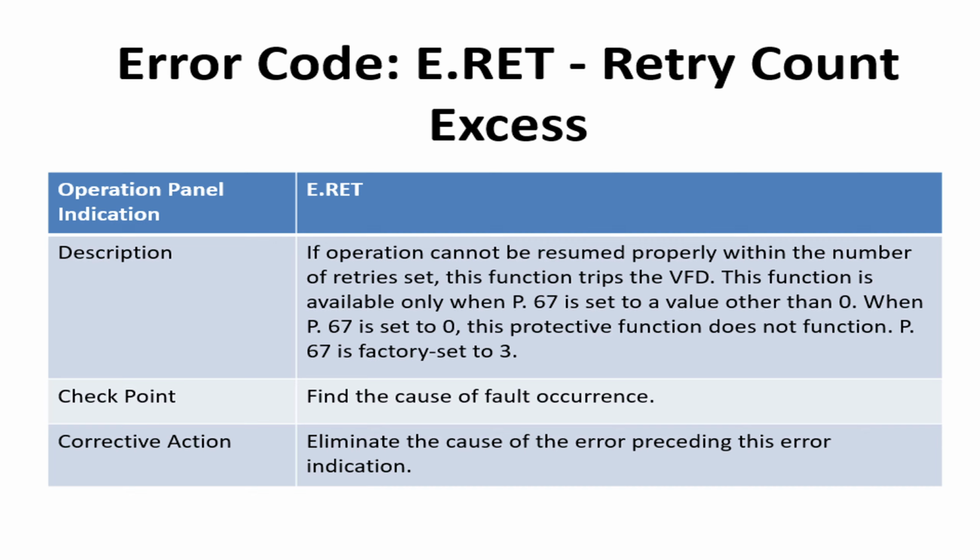P.67 is factory set to 3. So if you don't want this error, you have to set P67 to 0. When it is set to 0, it will not trip the VFD. For the checkpoint, find the cause of fault occurrence, like why it has happened and why it tried multiple times. From my side, you just need to put 0 in P67 if you don't want this error to occur again and again. So it will be helpful.